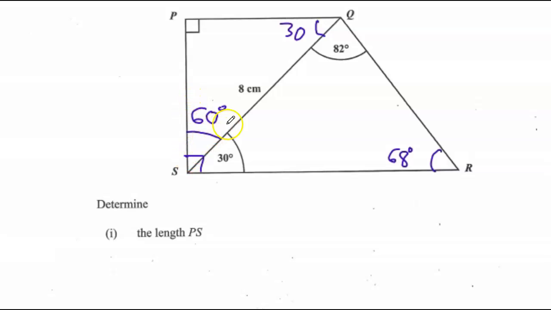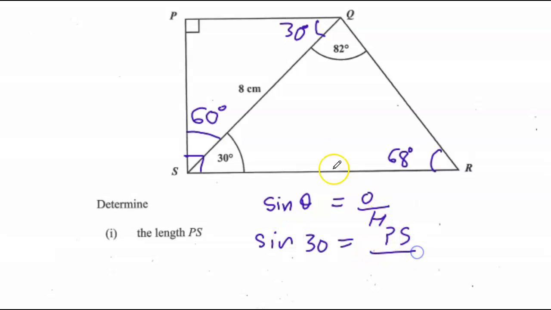Now notice, if we're referring to this angle 30, this 30 degrees, then PS would be the opposite. So of course we can use a sine ratio since it's a right angle triangle. Remember, sine theta is opposite over hypotenuse. So sine 30 is opposite, which is what PS is, over the hypotenuse. And what's the hypotenuse? 8.